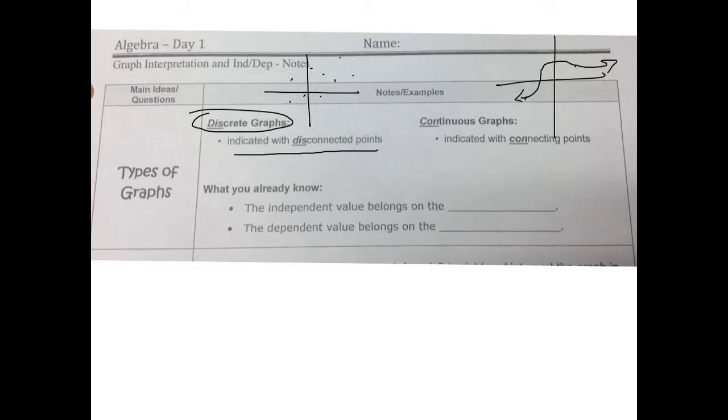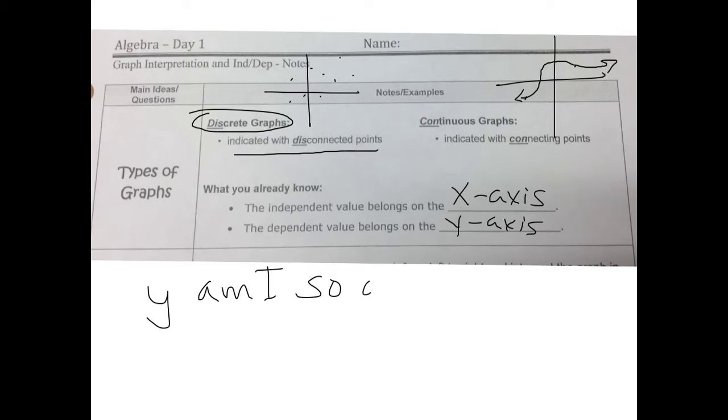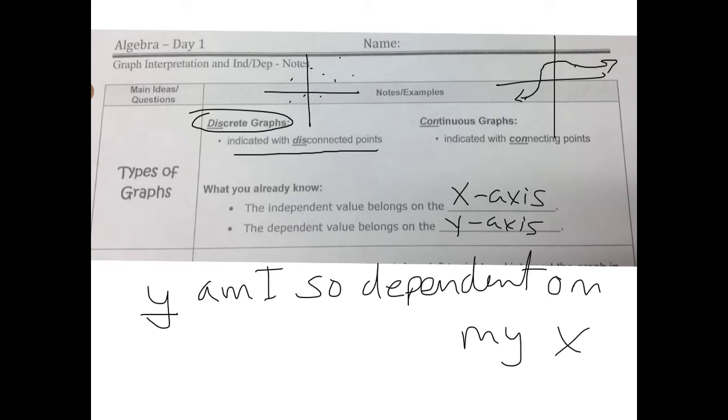We already know that the independent value belongs on the x-axis. We've been studying that for a while. Independent is x, and the dependent variable is the y-axis. And the phrase we gave you in class to help you remember that is, "Y am I so dependent on my x?" So y is dependent. Why am I so dependent on my x?